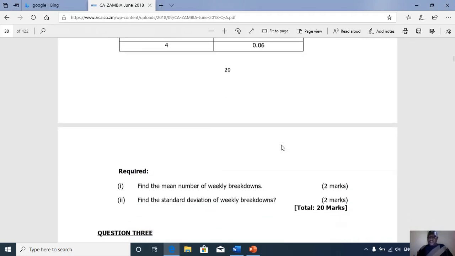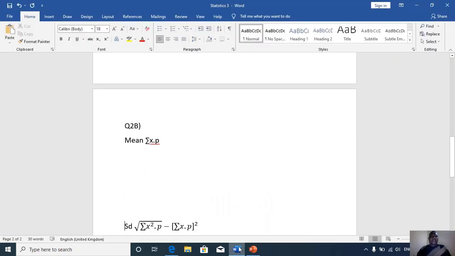Find the standard deviation. The standard deviation has got its own formula, so let's check our answer sheet there. The formula is the square root of the summation of x squared multiplied by p, minus the summation of x multiplied by p, squared. So this part in the formula is the same as the mean. Once you get the mean or expected value, you can just insert it in that part of the formula. So let's see how we can answer this one.